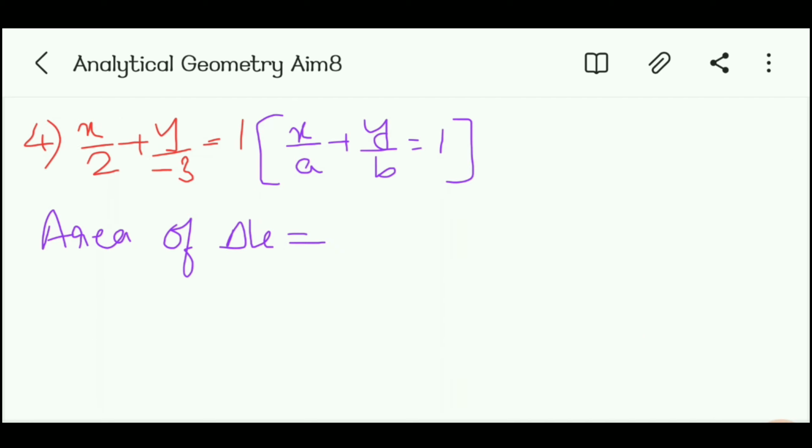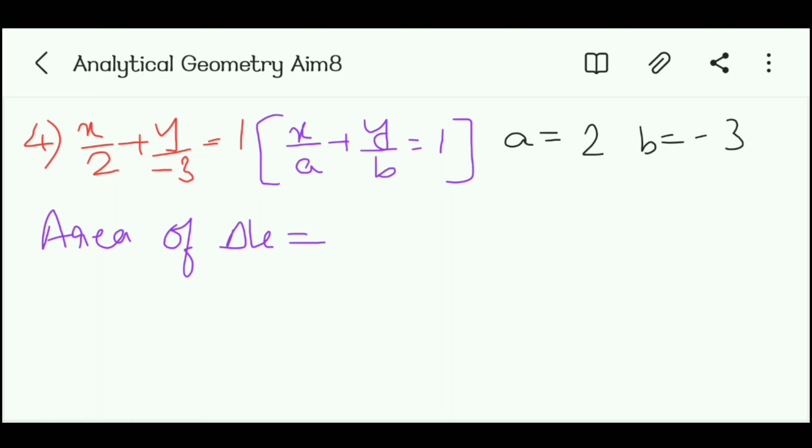Now we will see the fourth one. Here the fourth one is x by 2 plus y by minus 3 is equal to 1, and we have to find the area of this triangle. First, this given equation is in the form of x by a plus y by b is equal to 1. So by seeing this equation, we can conclude that the a value is 2, the b value is minus 3, as it is in the same format, right? So you can see that. That's why I have just put that value.